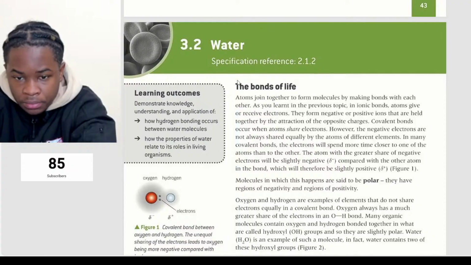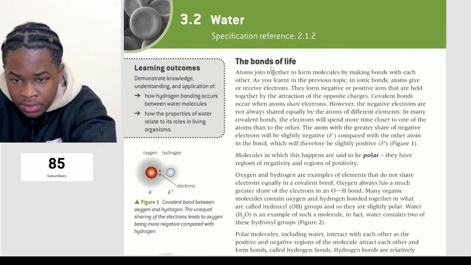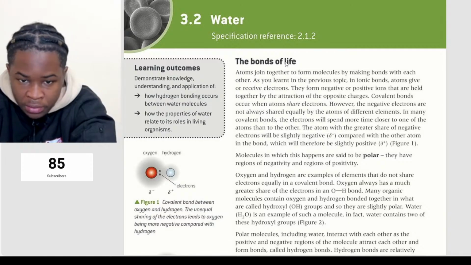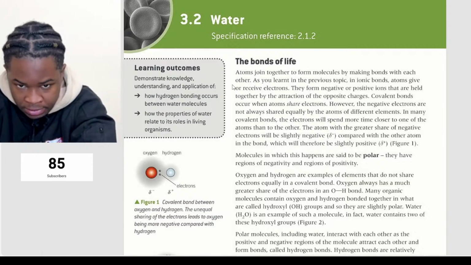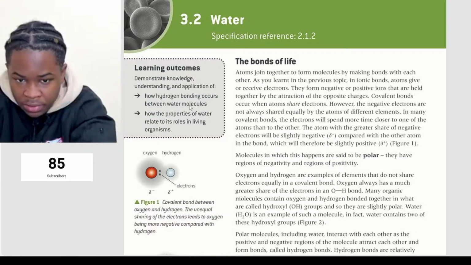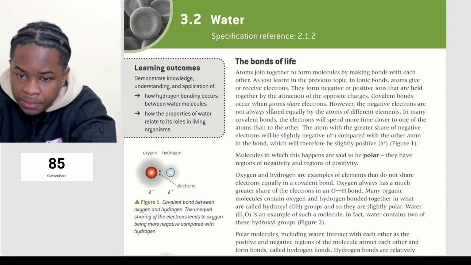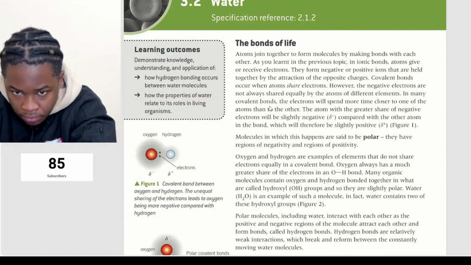Water. The bonds of life. Learning outcome: demonstrate knowledge, understanding, and application of how hydrogen bonding occurs between water molecules, and how the properties of water relate to its role in living organisms. Okay, let's get into it.